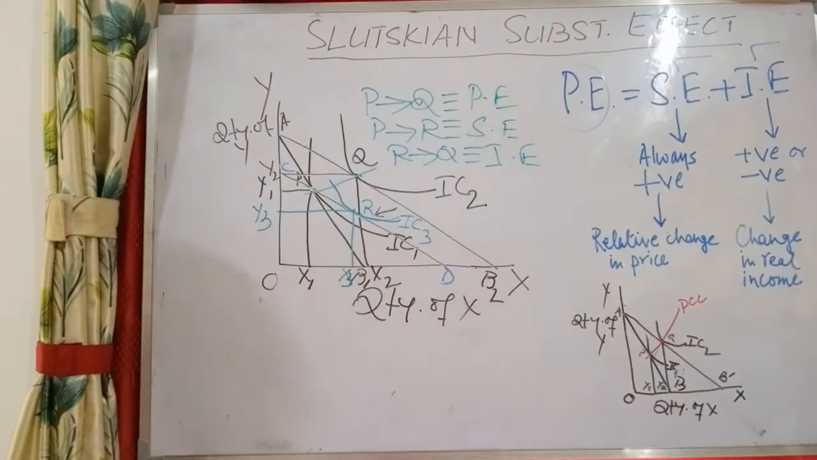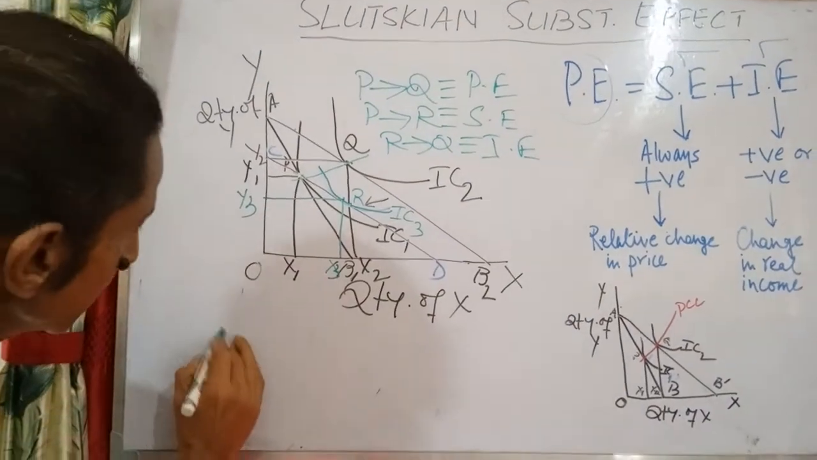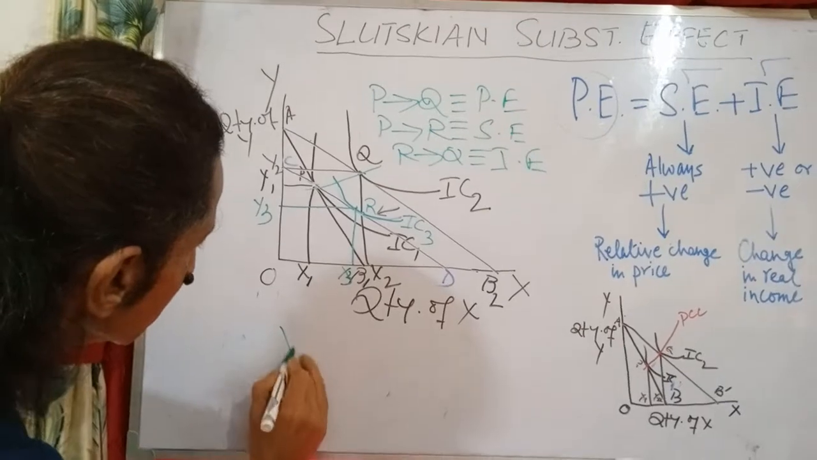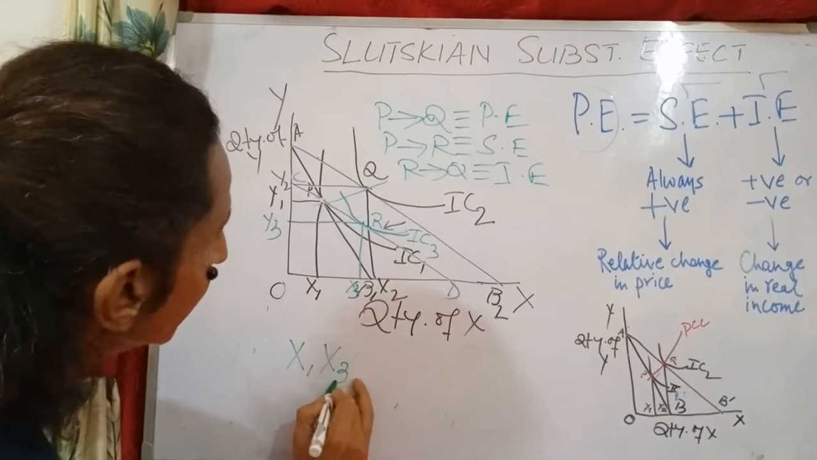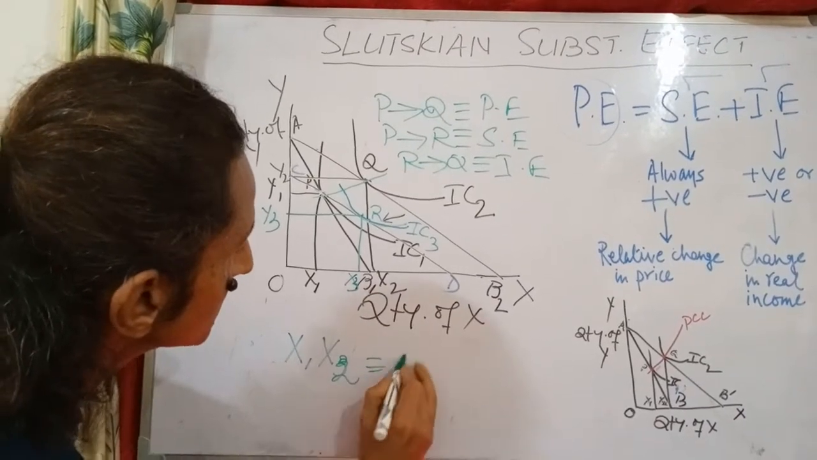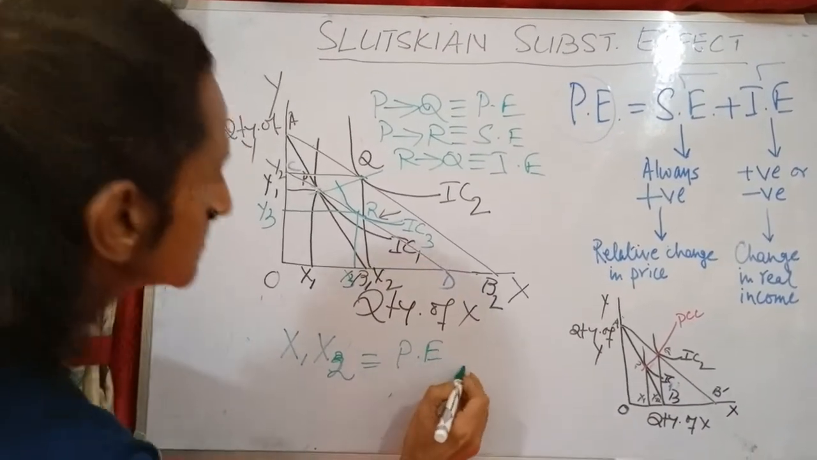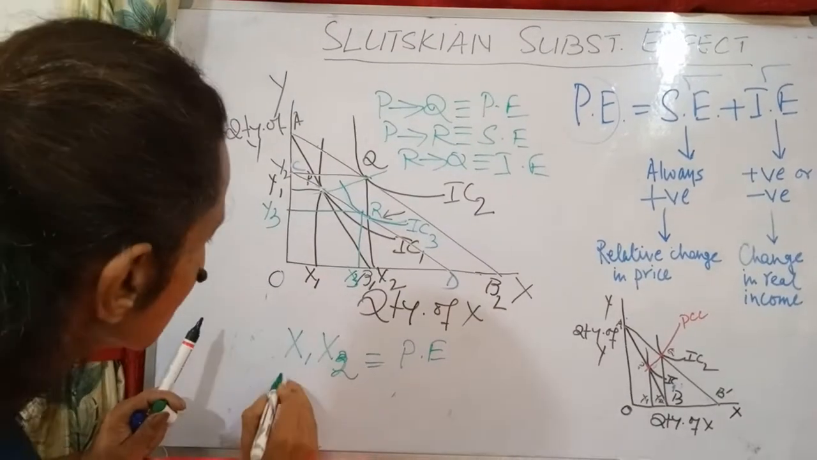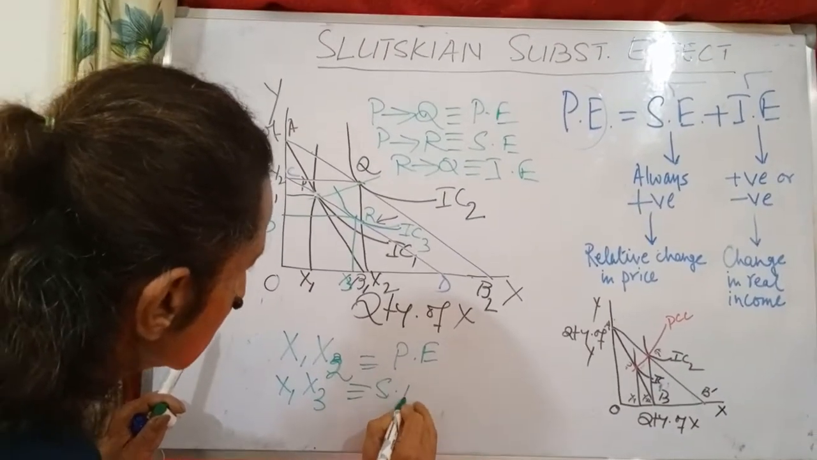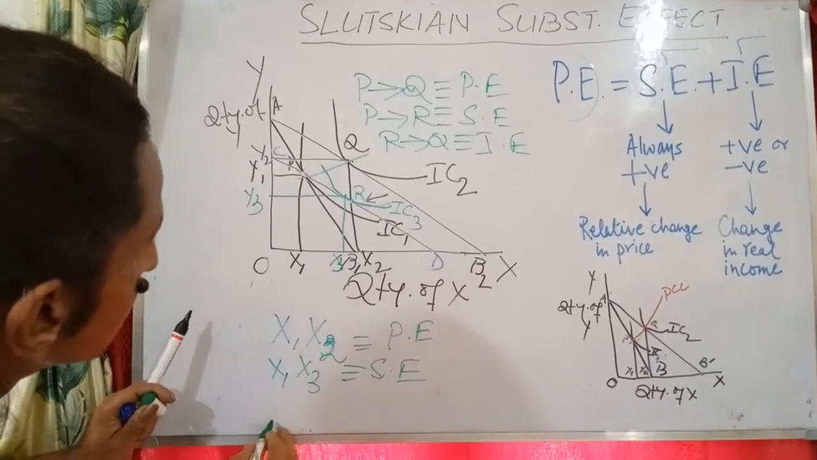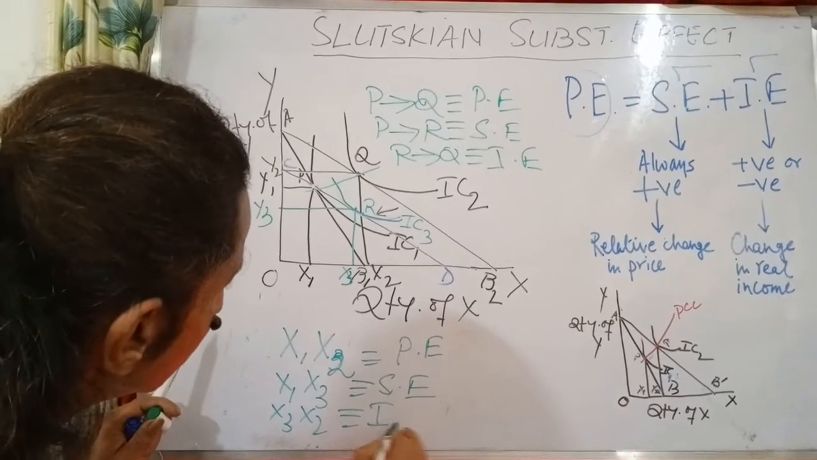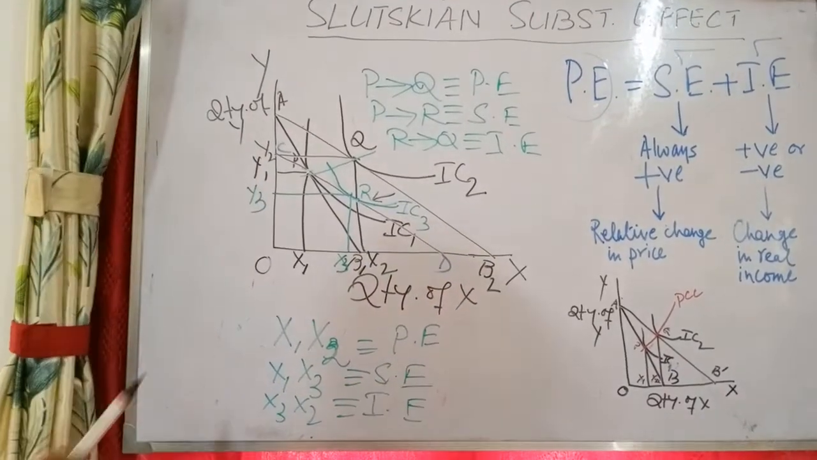In terms of consumption, X1, X2 is price effect, X1, X3 is substitution effect, and X3, X2 is income effect. Okay?